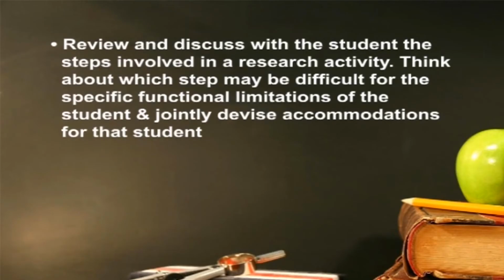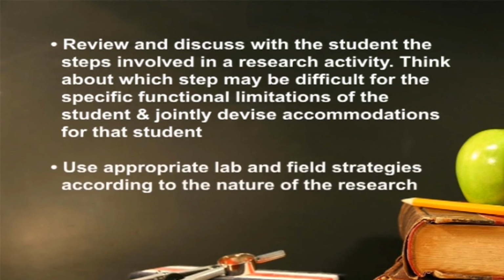Research work can also be done by visually impaired students in science. Some of the adaptations involved are: review and discuss with the student the steps involved in a research activity. Think about what steps may be difficult for the specific functional limitations of the student and jointly devise accommodations for that student. Use appropriate lab and field strategies according to the nature of the research.